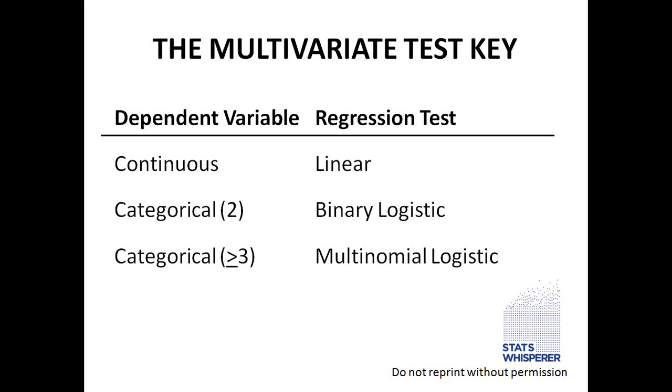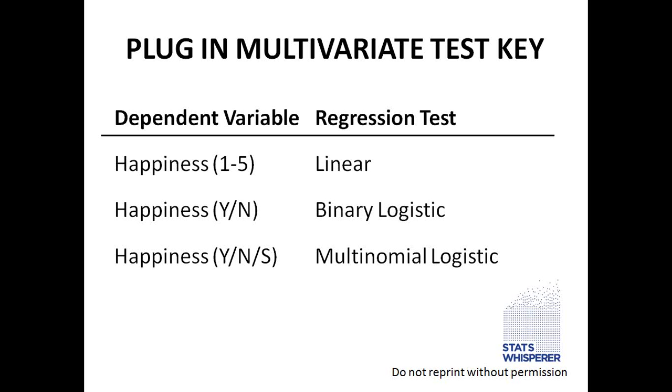And lastly, in the case of a categorical variable with 3 or more categories, you would use the multinomial logistic regression test. And you'll see that's not only the hardest one to pronounce, it's also the most intricate of the 3 too. Maybe that's why they gave it that name. I don't know.